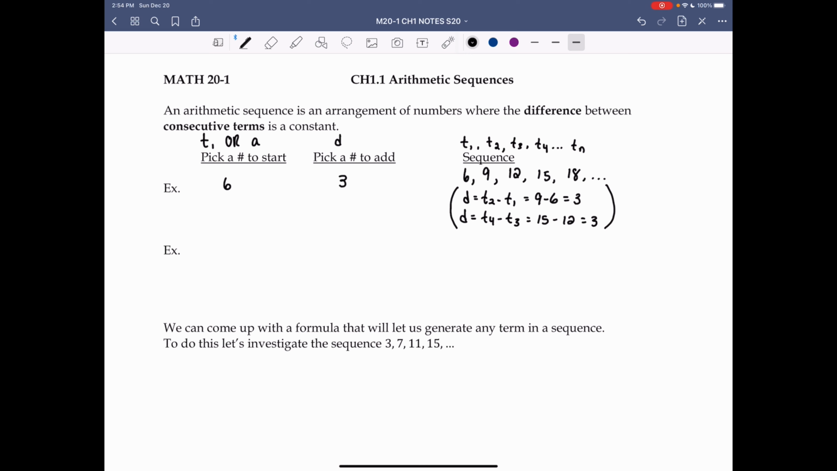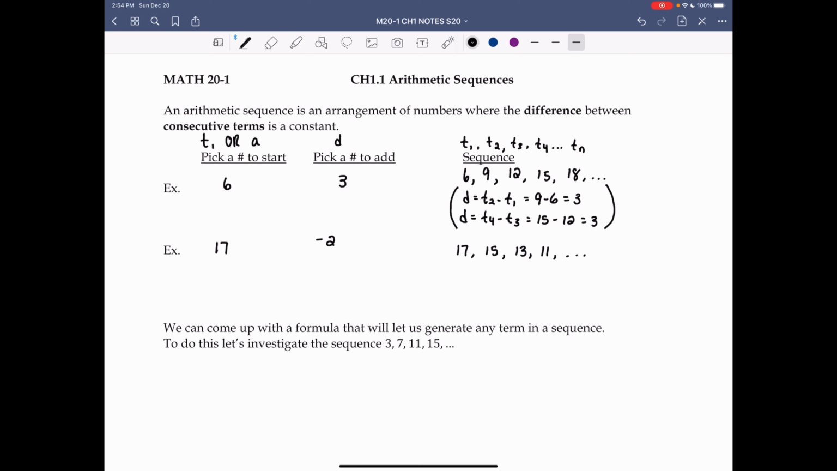Let's pick another example. I'm going to do 17 as my T1, and then this time I'm going to do -2 for the D value. Then my sequence would be starting with 17. I subtract 2 each time or add -2, so I would get 15, then 13, then 11, and so on.